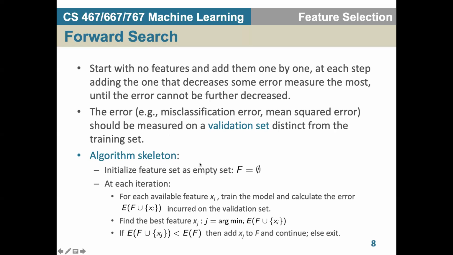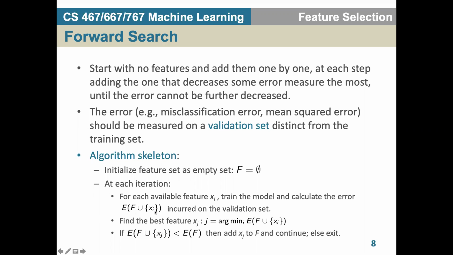So the algorithm skeleton looks like this. Originally we may have an empty set F. In each iteration, for each available xi which is not already chosen into F, you train with your current feature set plus that feature. Right now it's empty, so you only have one feature, and you try each feature once. Let's assume you already have 7 features and we have 20 features in total. For the remaining 13 features, you try the 7 features plus that feature.